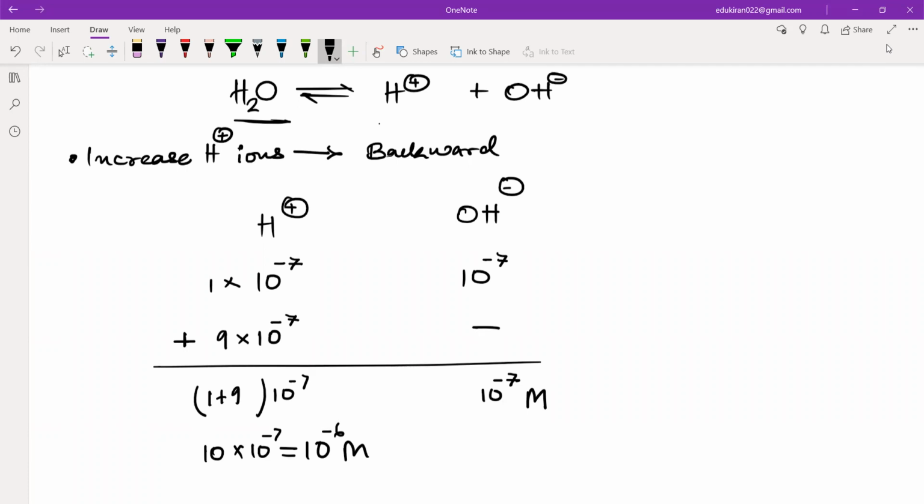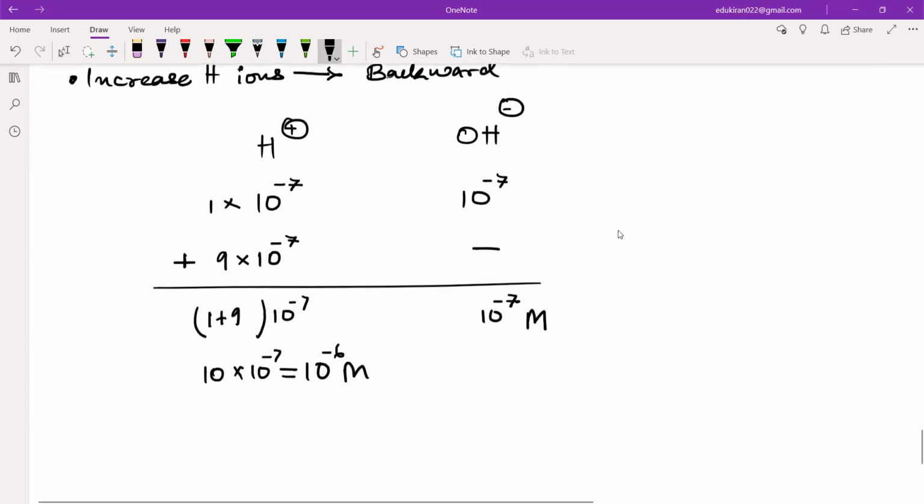Okay, fine. That means this is not equilibrium. This is the change, and this is the change. And in the change, what do we calculate? In the change, we calculate the Q. So what will be the Q? Q will be the concentration of H plus and the concentration of OH negative, right?